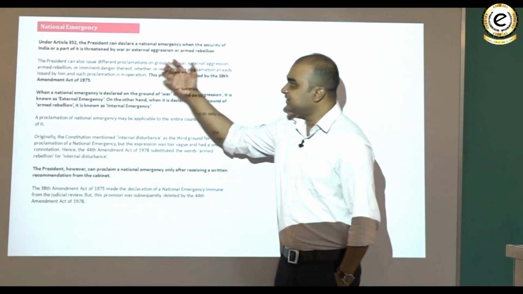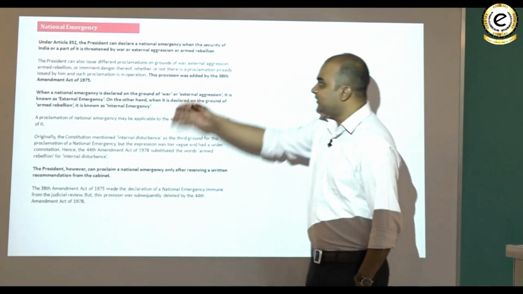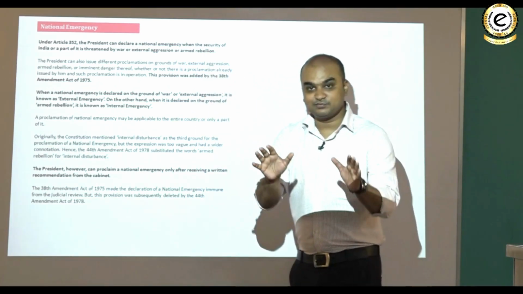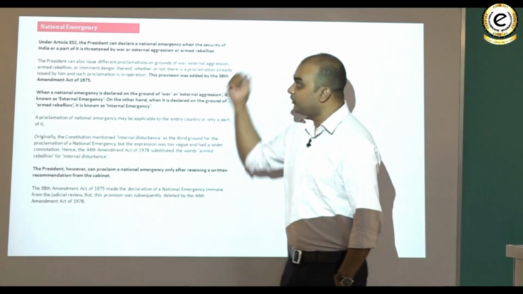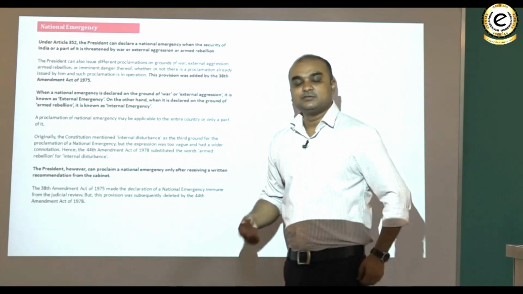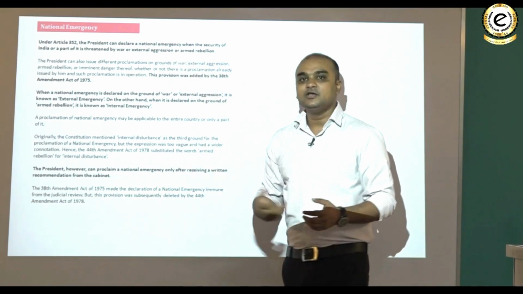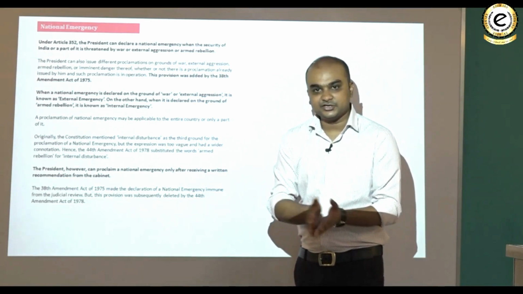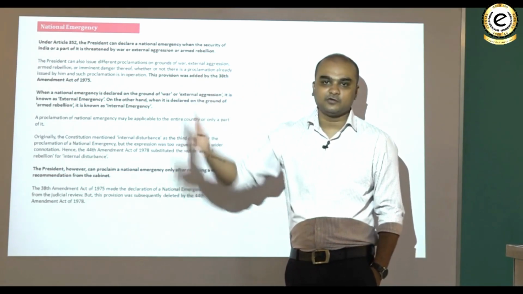In fact, when the emergency is declared on the grounds of war or external aggression, it is known as external emergency, whereas when it is done on the grounds of armed rebellion, it is known as internal emergency. But it is very important for you to note that the words external emergency, internal emergency, or even national emergency are nowhere mentioned in the Constitution. The Constitution just says the President can proclaim an emergency. These are terms which are either judicial interpretations or are just used in the context of governments.